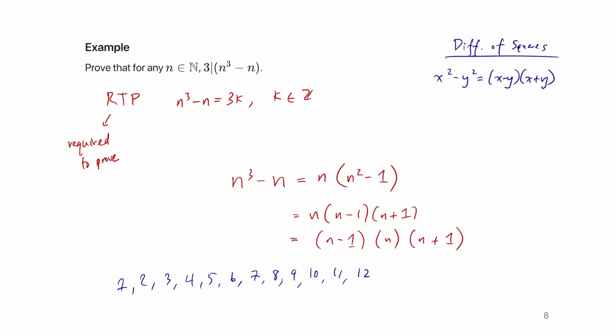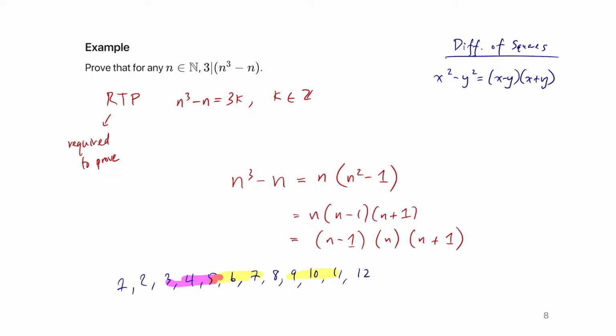What's interesting is that I can pick any 3 consecutive integers. For example, why don't I pick 5, 6, and 7? As another example, why don't I pick 9, 10, 11? And a third example, why don't I pick 3, 4, 5? What do you notice about all three groups of consecutive integers? Yeah, one of them has to be divisible. One of them is always a multiple of 3, right?